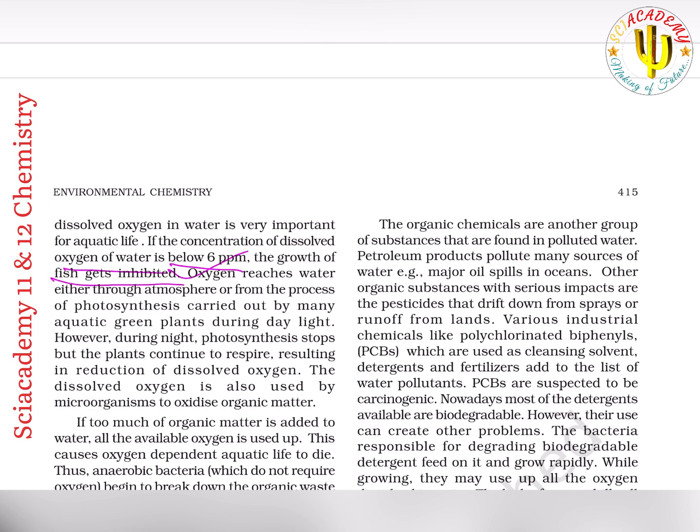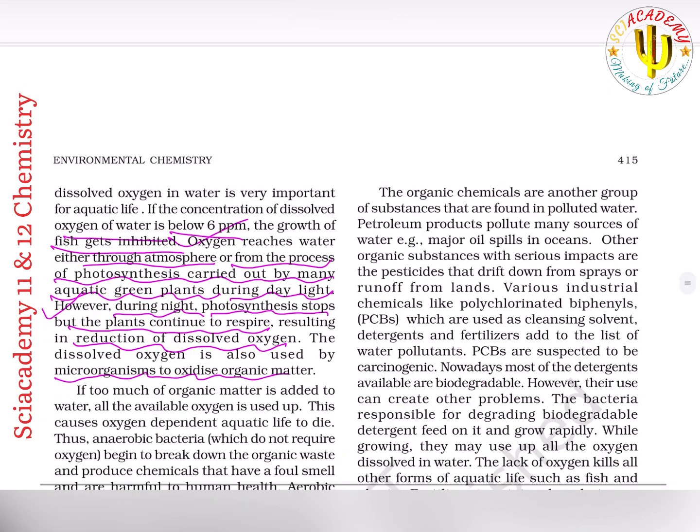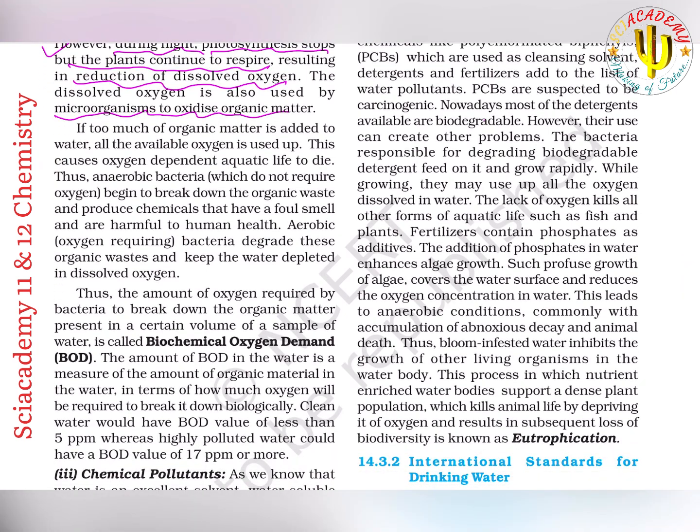Oxygen reaches water either through the atmosphere or from the process of photosynthesis carried out by many aquatic green plants during daylight. However, during night, photosynthesis stops, but the plants continue to respire, resulting in reduction of dissolved oxygen. The dissolved oxygen is also used by microorganisms to oxidize organic matter. If too much organic matter is added to the water, all the available oxygen is used up. This causes oxygen dependent aquatic life to die.